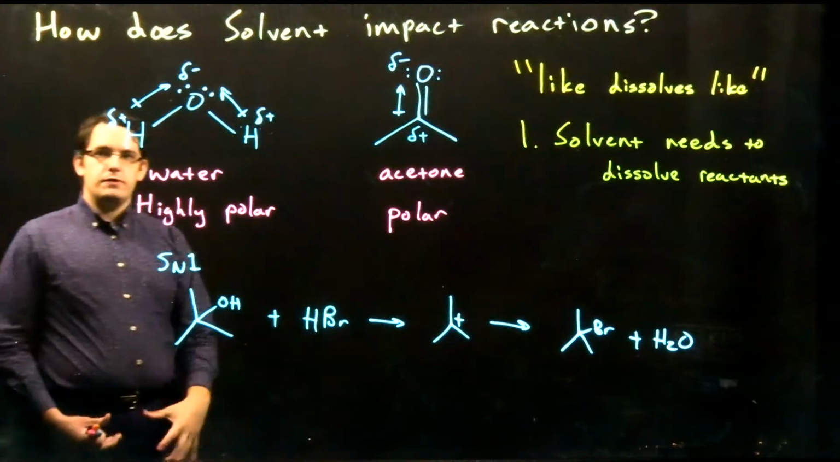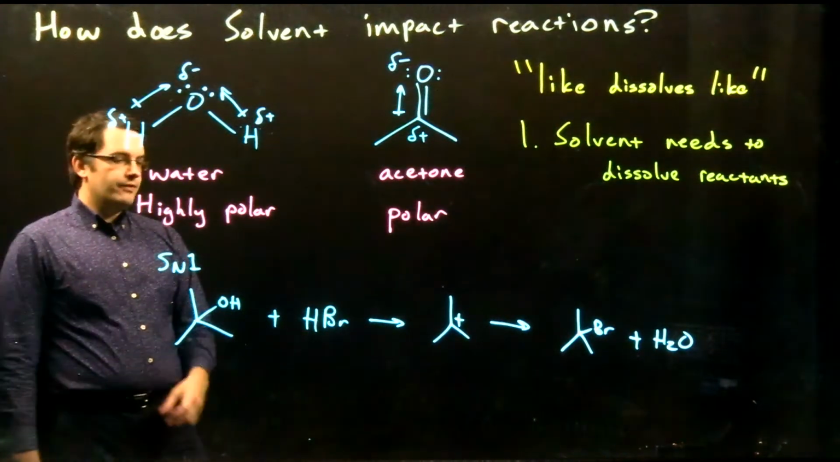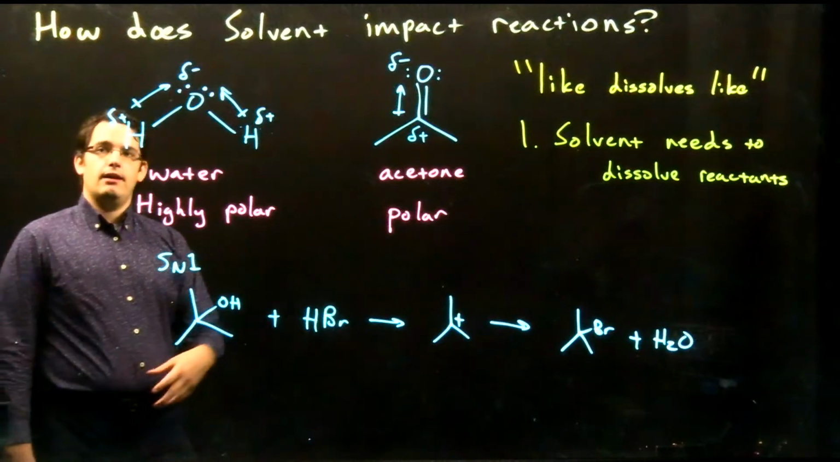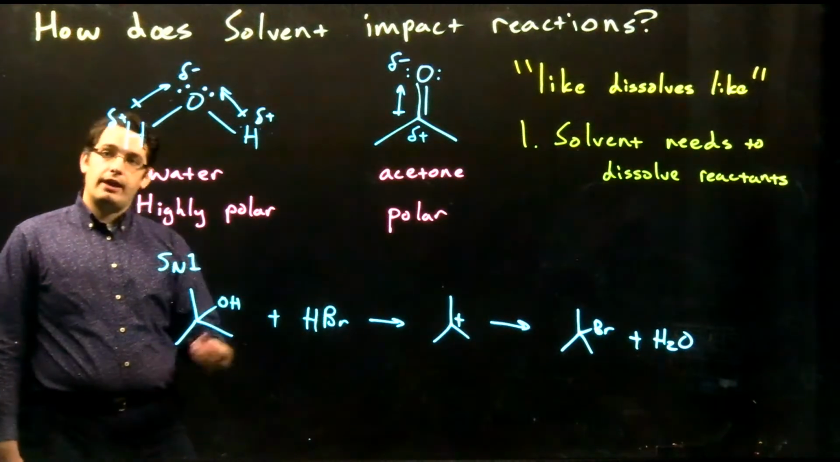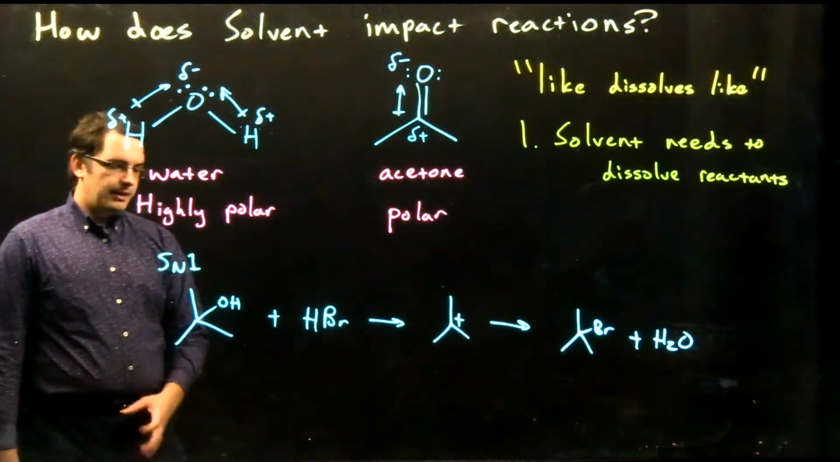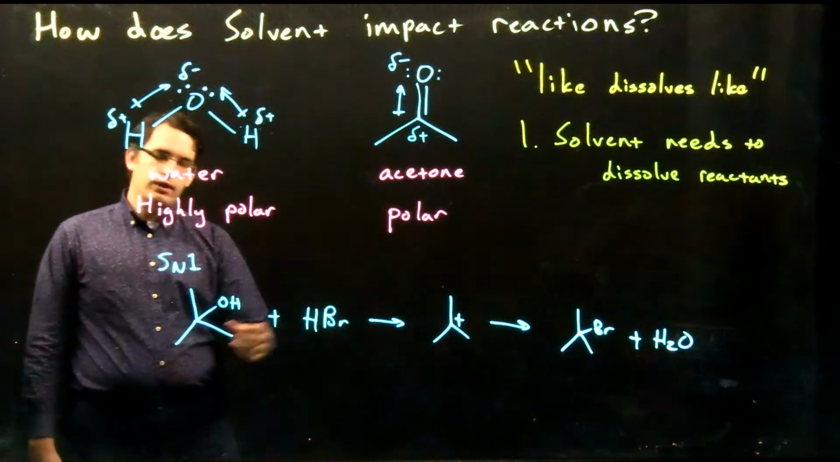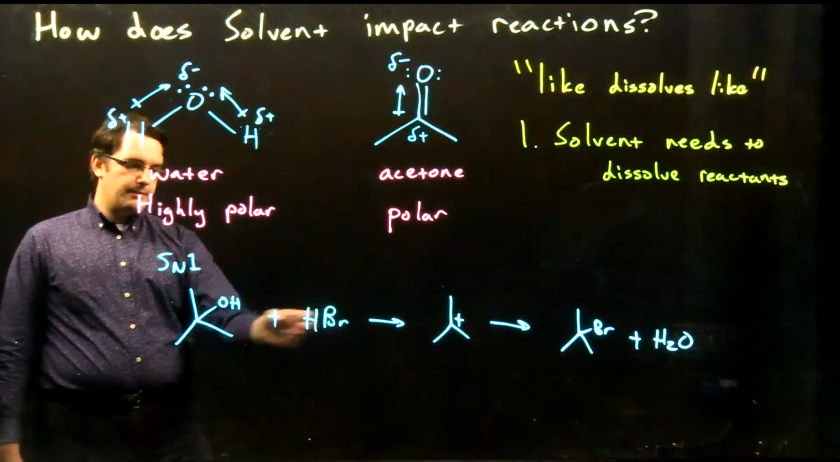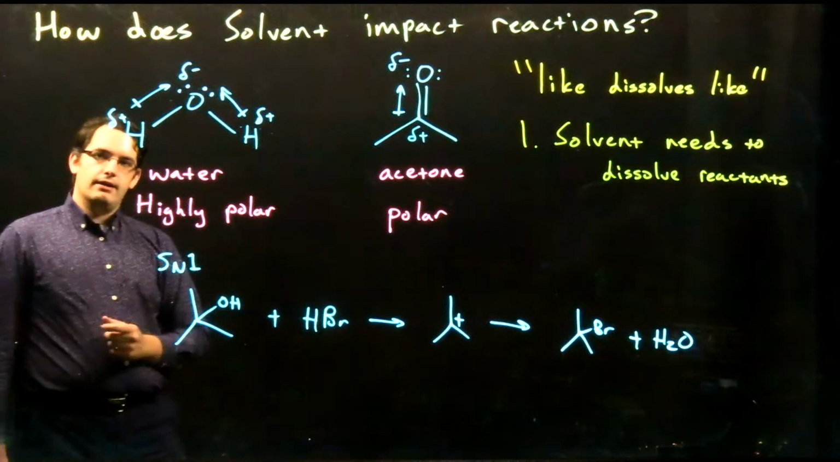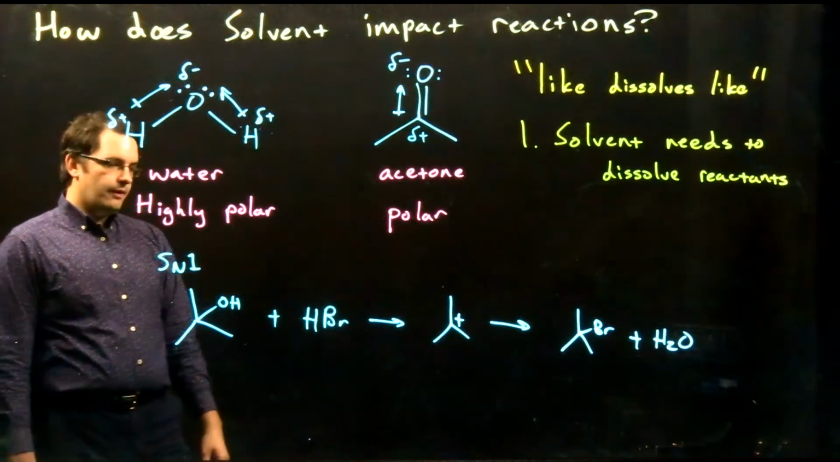So we wouldn't want to use a very nonpolar solvent. So nonpolar solvents would be things like hexane or alkane-based solvents, because that very nonpolar solvent wouldn't dissolve our acid, which is going to be very polar, and our alcohol, which is also relatively polar.